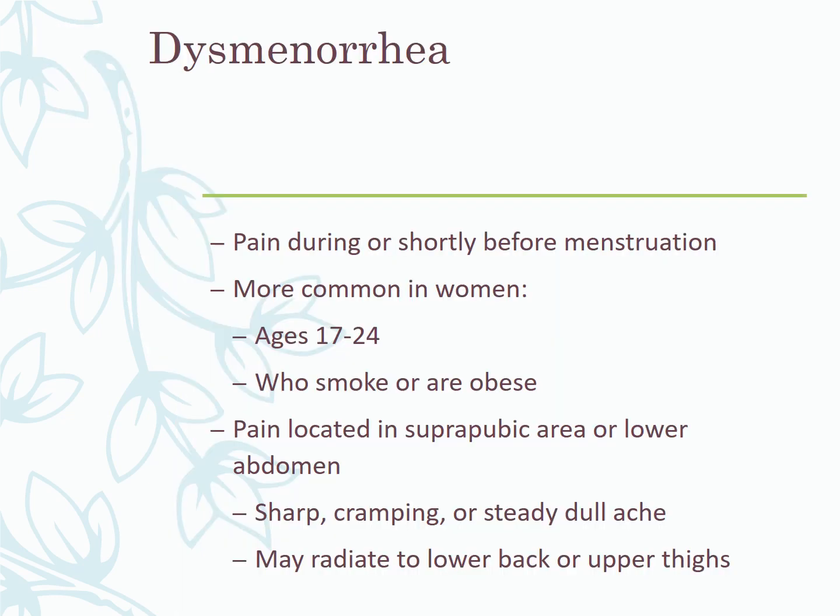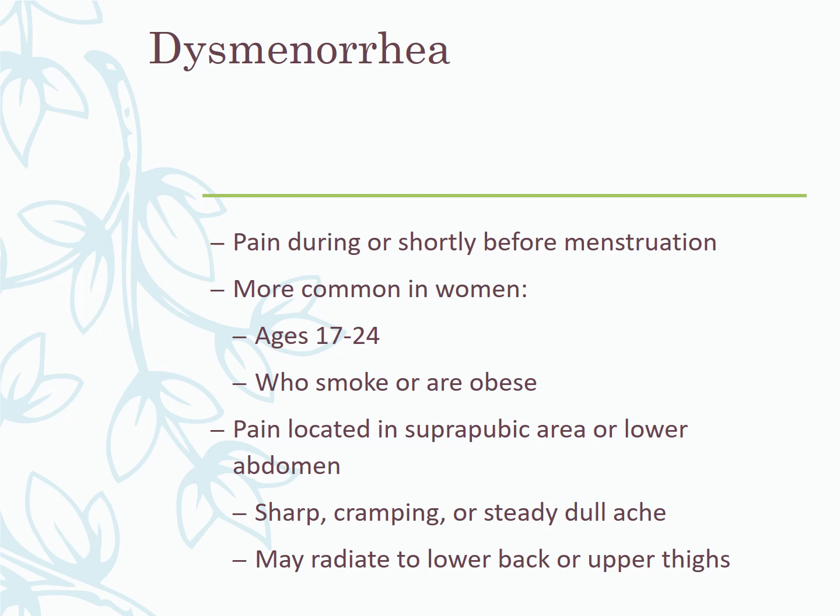Dysmenorrhea. This is pain during or shortly before menstruation. It is more common in women ages 17 to 24. Also more common in women who smoke or are obese. Pain is located in the suprapubic area or lower abdomen. You're going to experience some sharp cramping or a steady dull ache. It may radiate to the lower back or upper thighs.